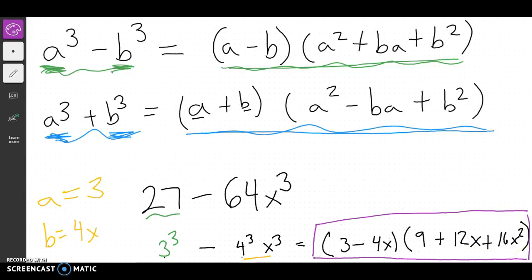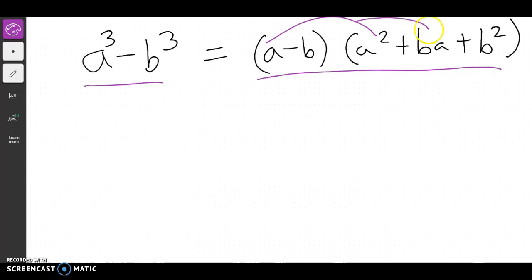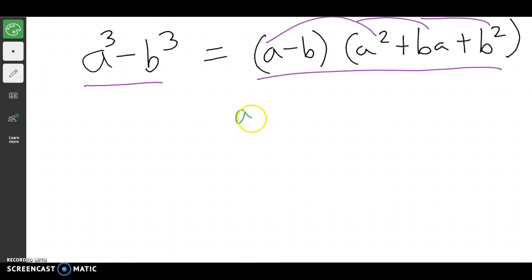Okay, so the big thing behind all of this is you want to figure out what your a term is, figure out your b term, and then plug it into the formula. Let's check to make sure this always works. So here's our formula, and how we're going to check to make sure that this really is this is we're going to FOIL. If you FOIL this thing out, you're going to get a cubed plus b a squared plus b squared a.